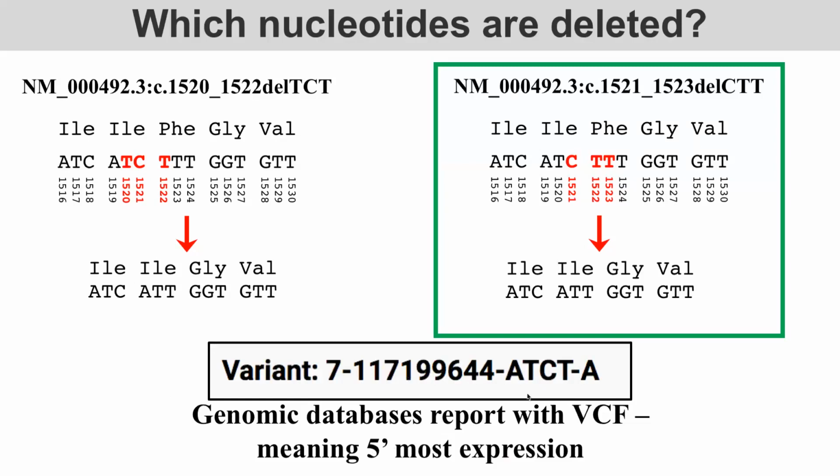So it's something definitely to keep in mind that especially for genes on the positive strand, you're not going to see the exact same positions deleted. It's going to be shifted to the 5' most representation when you're looking in gnomAD or ExAC.